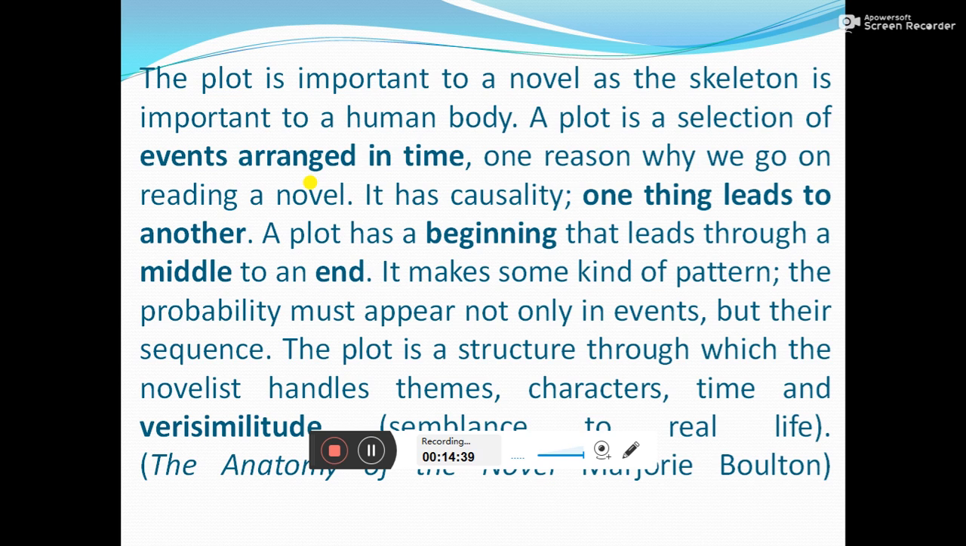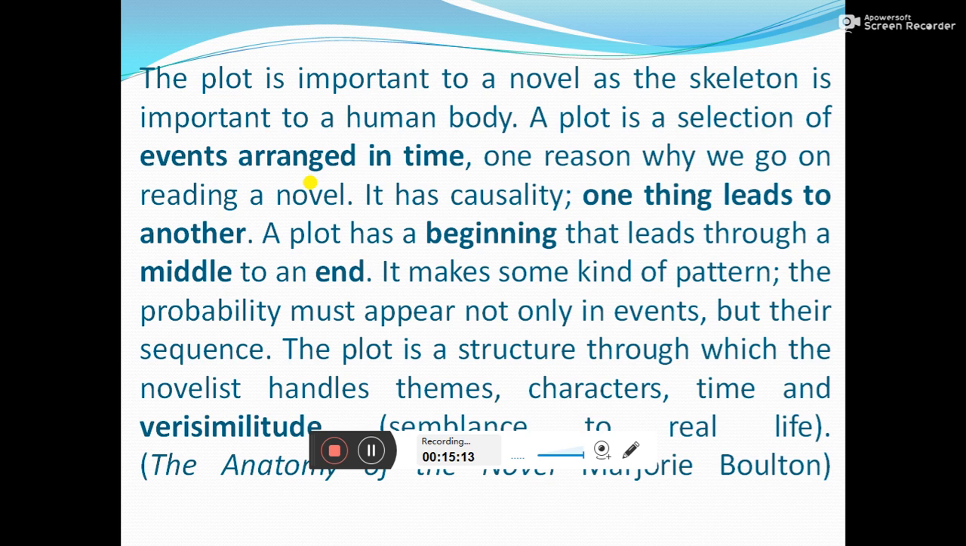Arranged in time. This is also very important. One reason why we go on reading a novel, this particular thing that makes the novel interesting, is that it has causality. The word causality has been created out of cause, C-A-U-S-E. What is causality? One thing leads to another. Something happens which is the cause, and as its effect, the next thing takes place.